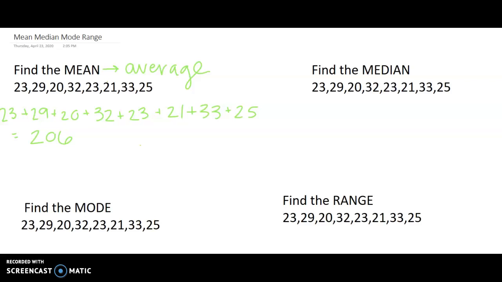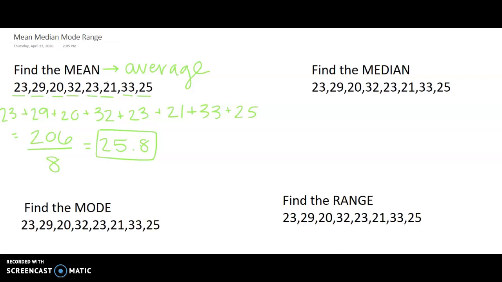Okay, so we got 206 when we added them up. And our next step to find the average is to divide by how many numbers there are. So let's count how many numbers. 1, 2, 3, 4, 5, 6, 7, 8. So let's divide by 8. And what does that give our average out to be? That gets us 25.75. Let's round that to 25.8. Perfect, because that second decimal is a 5, so it goes up to 25.8. Okay, so 25.8 is our average.